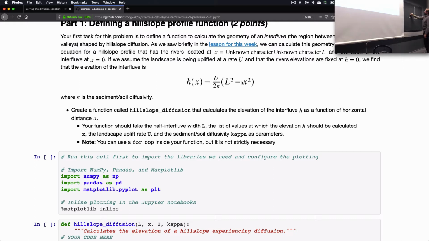And what you'll find is you get profiles that look something like this kind of parabolic shape, where in the middle at x equals 0 you have the highest elevation, and then over here the width of this whole thing would be 2 times L. So remember that L is the half width. I'll say it several times because every year this is a bit of a point of confusion of what L means. So it's only half of this hillslope profile.